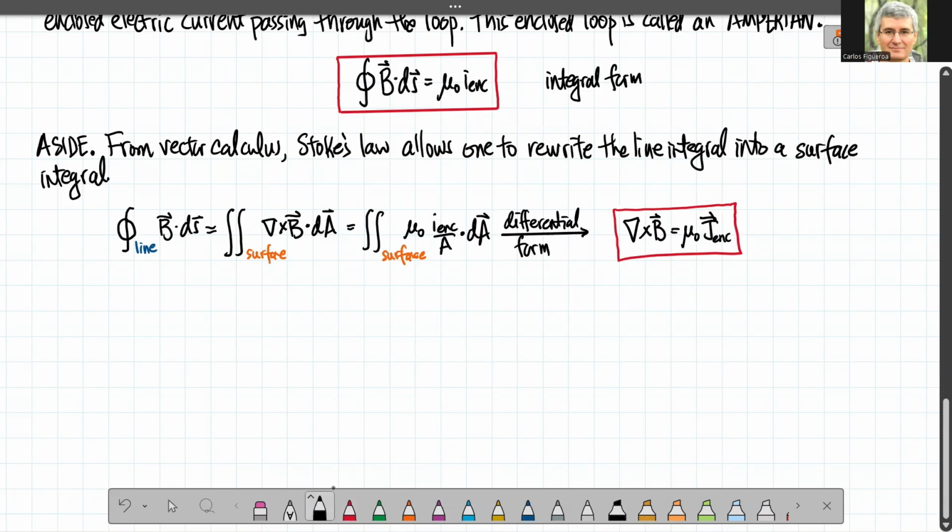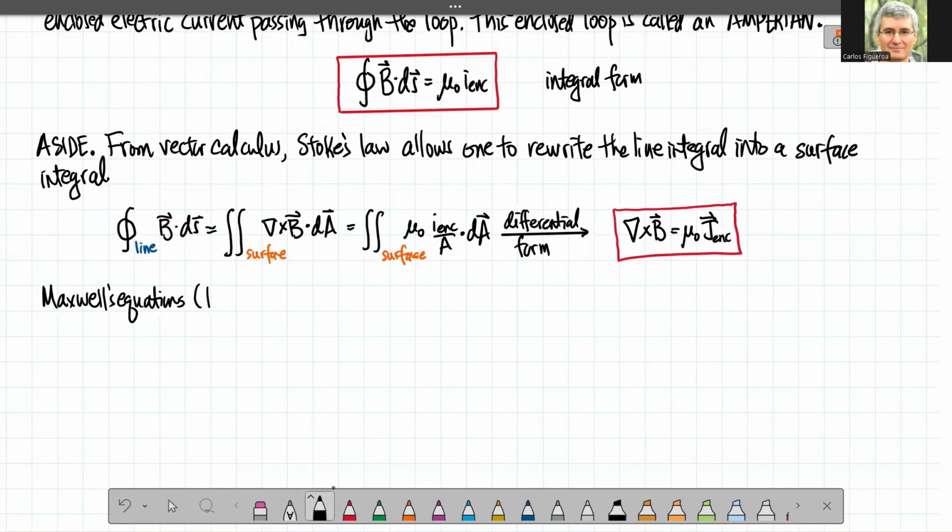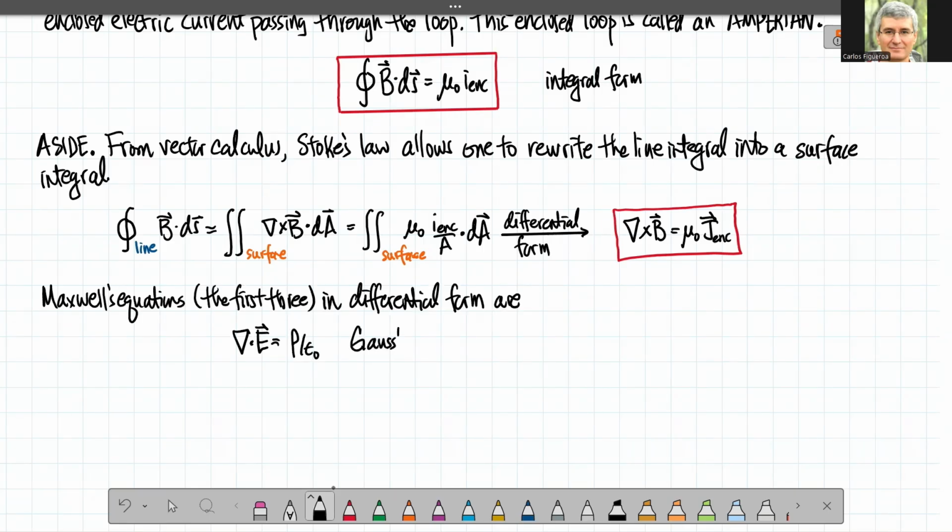So up to this point, we could then say that Maxwell's equations, and in here the first three, in differential form are del dot E is going to be the charge density divided by epsilon naught. This is Gauss's law for electrostatics.